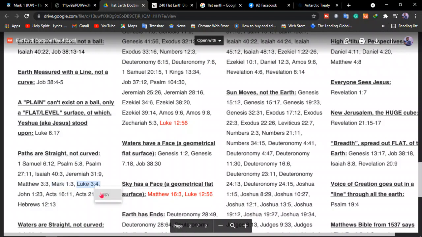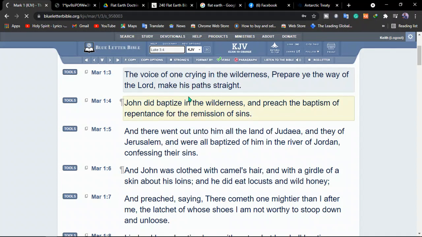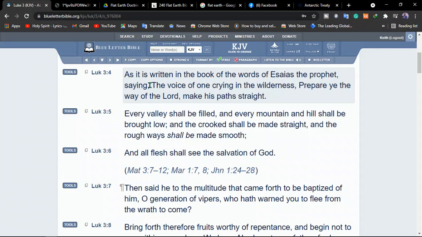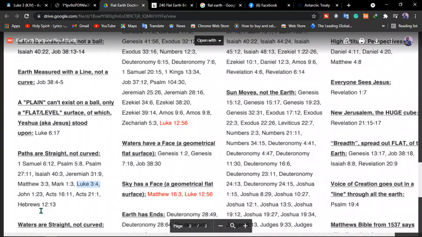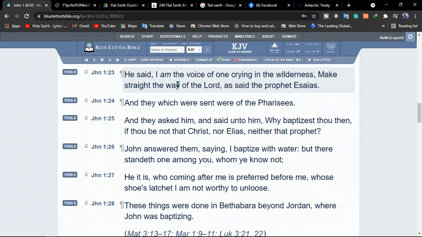Luke 3:4. As it is written in the book of the words of Isaiah the prophet, saying, the voice of one crying in the wilderness, prepare ye the way of the Lord, make his paths what? Straight. Again, are you seeing this? John 1:23. Make his path straight. This is really awesome. He said, I am the voice of one crying in the wilderness. Make straight the way of the Lord, as said the prophet Isaiah.